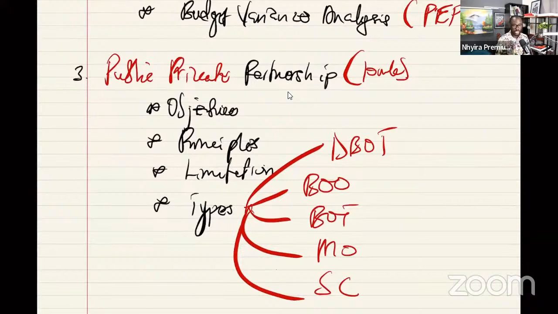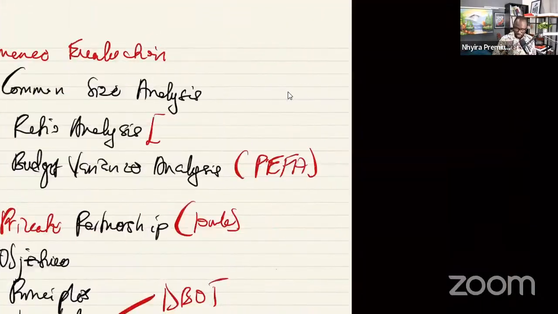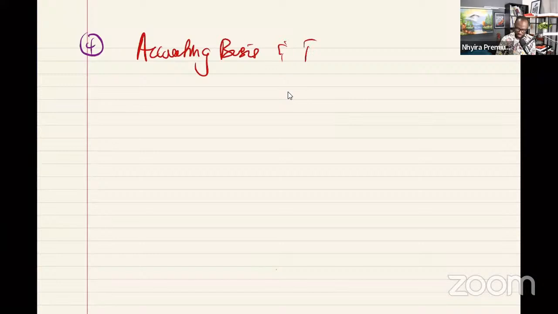Please, if there are any questions, you raise your hand and I bring you up, or you drop it in the chat for me. Then the fourth thing that we need to share our thoughts on, number four, will be the issue relating to the introductory aspects, and that will be the issue relating to accounting basis and techniques. Accounting basis and accounting techniques.